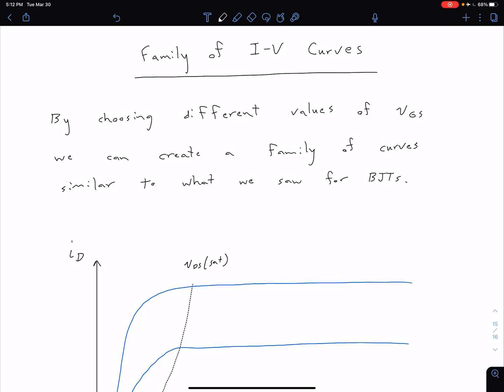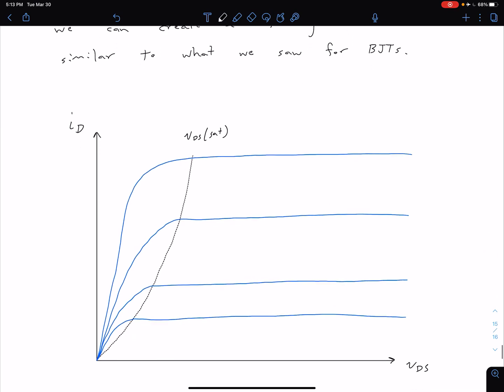Now that we know the basic structure of our IV curves, we can talk about a family of IV curves. What we can do is select different values for our gate to source voltage, and we're going to see we have different magnitudes of our current. We sort of looked at that for that small linear case, but of course that applies across the whole range of operation.